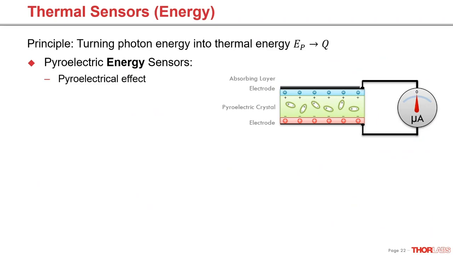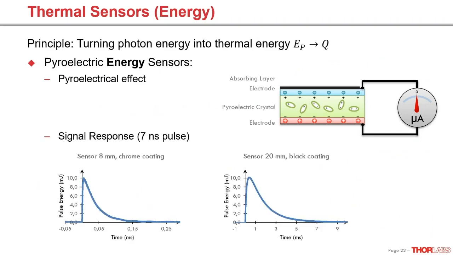Important to say that pyroelectric sensors only work with alternating light. On the other hand, they can detect the shortest pulses as long as the energy within the pulse is high enough for the detection limit of the sensor. The maximum detectable repetition rate, in the range of some tens of kilohertz, is dependent on the sensor size, the coating of the sensor, and the load resistance.